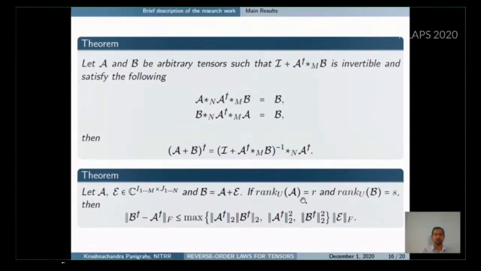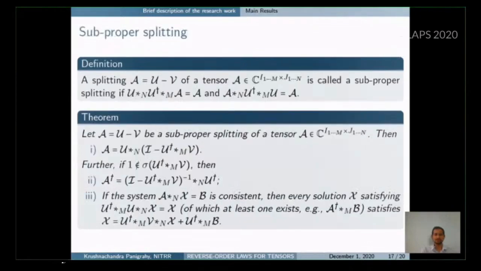And here is another result. We are finding this inequality for the difference of the Moore-Penrose inverse of B and the Moore-Penrose inverse of A, where B is a tensor obtained by small changes in the elements of A, then this inequality is satisfied. Here this norm is the Frobenius norm, and 2 is the second norm.